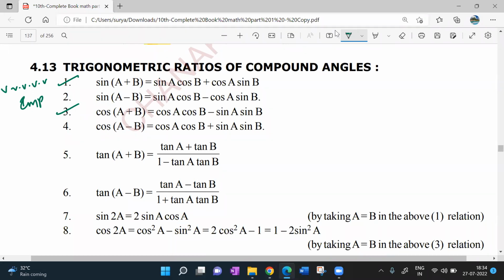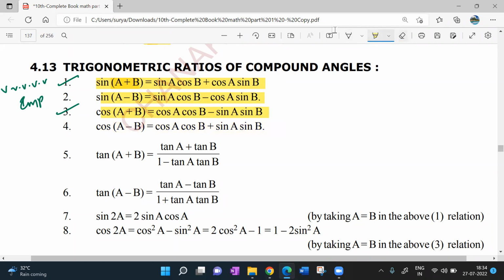Everyone, sin A plus B is sin A cos B plus cos A sin B. This is my sin A plus B formula. Sin A minus B formula is sin A cos B minus cos A sin B. I request everyone to learn these formulas. These are very important formulas. Next, cos A plus B formula is cos A cos B minus sin A sin B. Cos A minus B is cos A cos B plus sin A sin B.